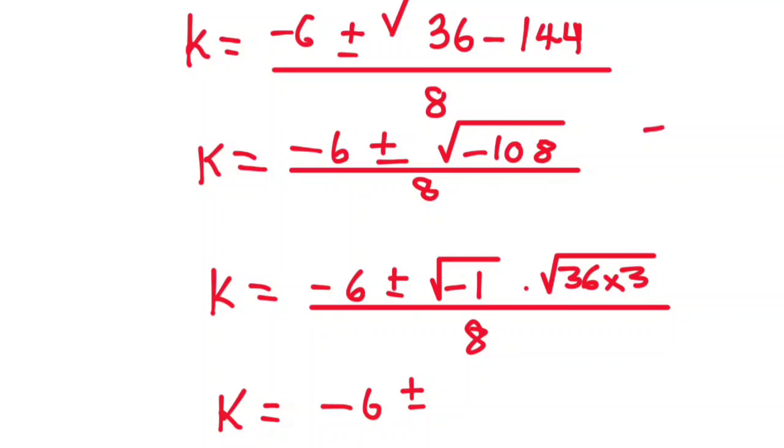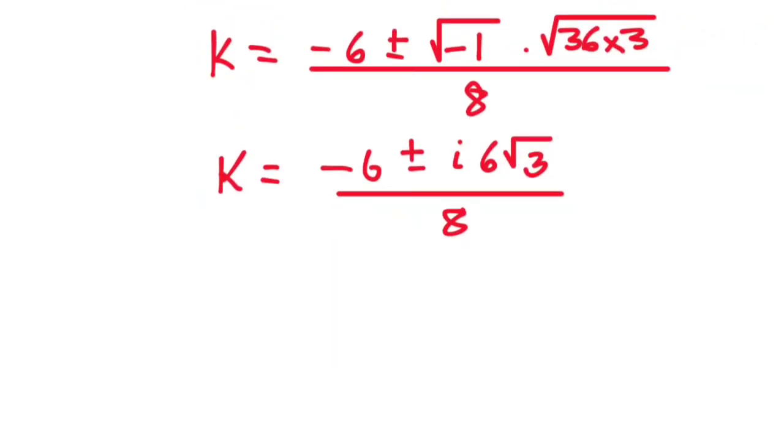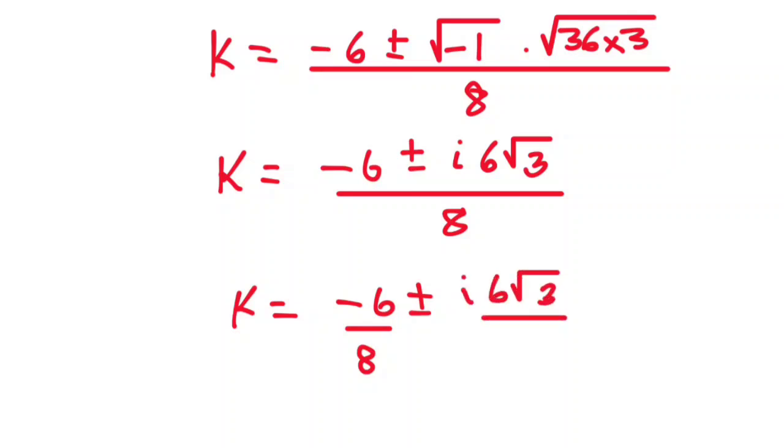So you should recall, whenever you see the square root of minus 1, this is i. Take note of that. Alright, so we're going to have i, then the square root of 36 is 6. We have 6 root 3, all divided by 8. Are you with me? Alright, so we have k equals minus 6 over 8, and we can have i 6 root 3 also divided by 8.